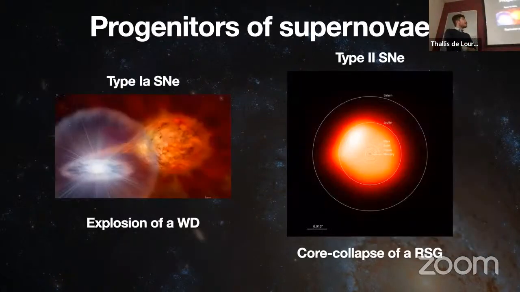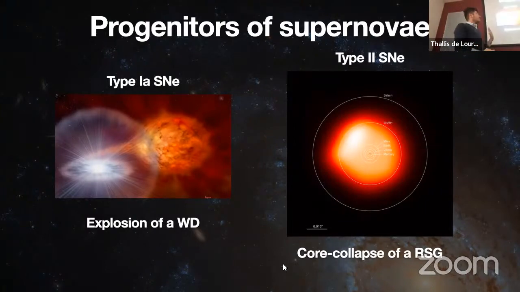And in fact, all the evidence points towards this scenario. So both models and all types of observations tell us that type 1A supernovae are generated by the explosion of a white dwarf. So there is a white dwarf in a binary system. It is accreting material from this companion star. And when it reaches the Chandrasekhar mass, it explodes and generates a type 1A supernova.